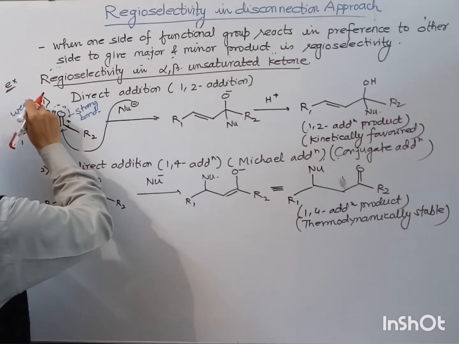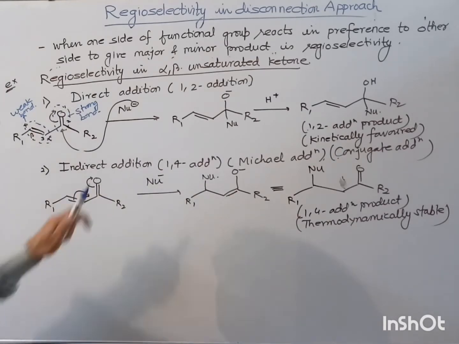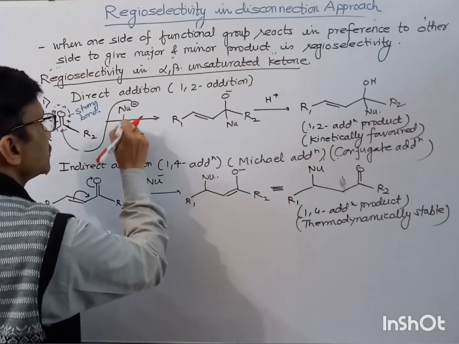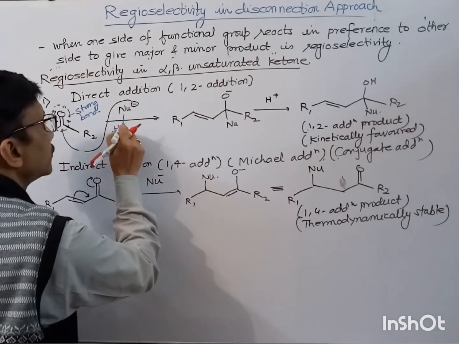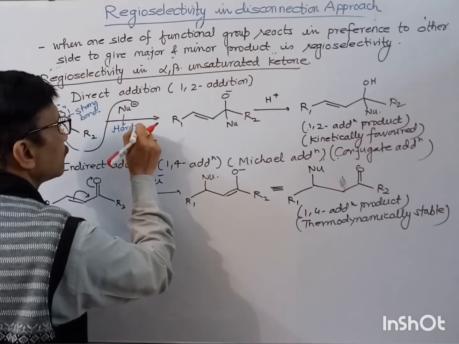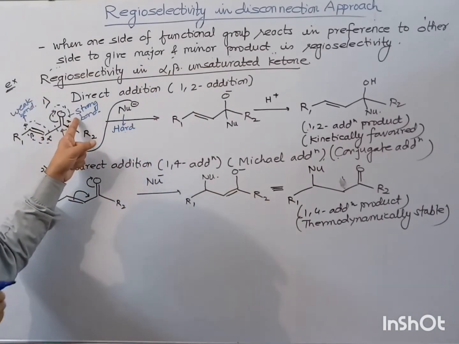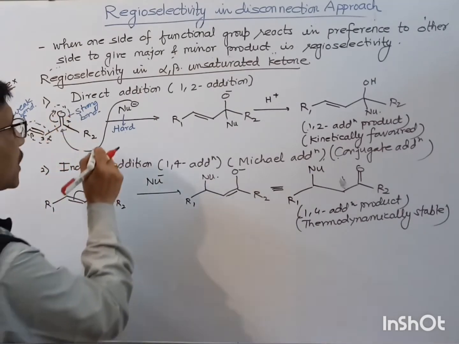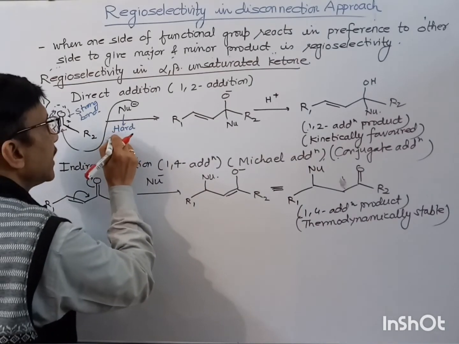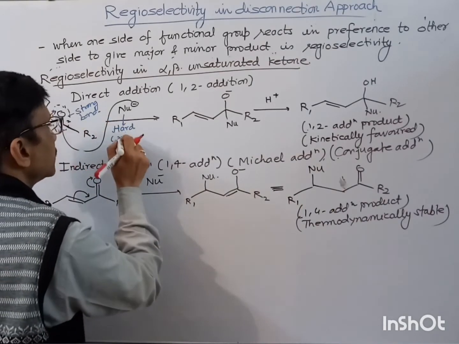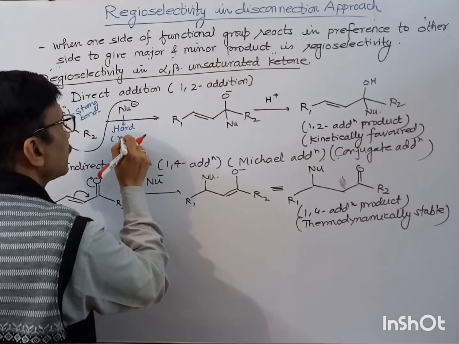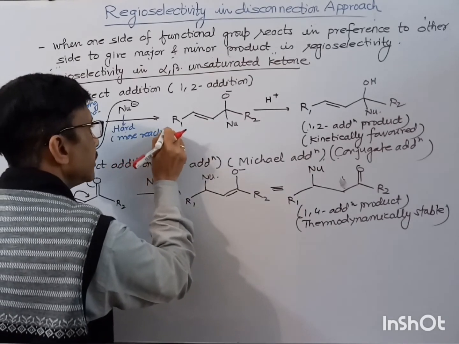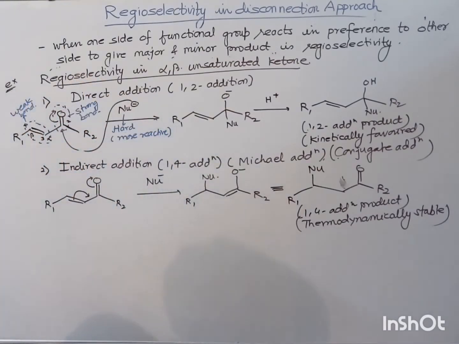This bond is weaker. So in this case, if the nucleophile is the strong one, or we can say a hard nucleophile, being hard, it will attack at this strong center. So a hard nucleophile will add over the more reactive center. This hard nucleophile, being more reactive, will attack over the strong center.